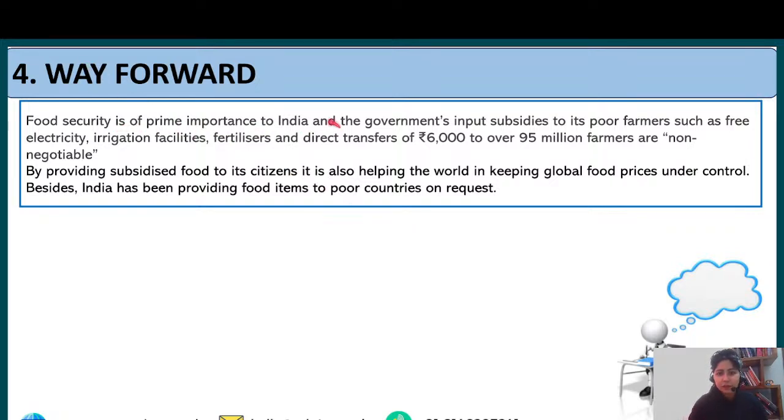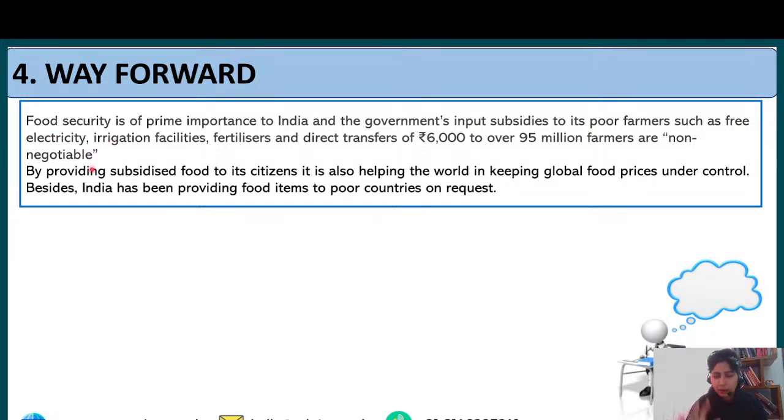Food security is of prime importance to India, emphasizing on that, and the government's input subsidies to its poor farmers, such as free electricity, irrigation facilities, fertilizers, and direct transfers of rupees 6,000 to over 95 million farmers, here we are talking about the PM Kisan scheme, are non-negotiable. Even PM Kisan has been challenged at the global level, saying India is giving money to farmers so that they can improve agriculture, and food grains can be procured at a cheaper cost by the Indian government and then sold at higher prices in the global market. So PM Kisan has been challenged as well.